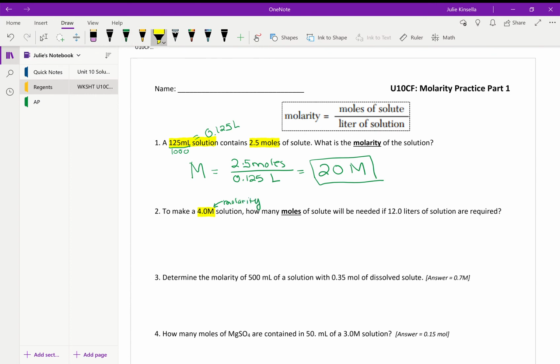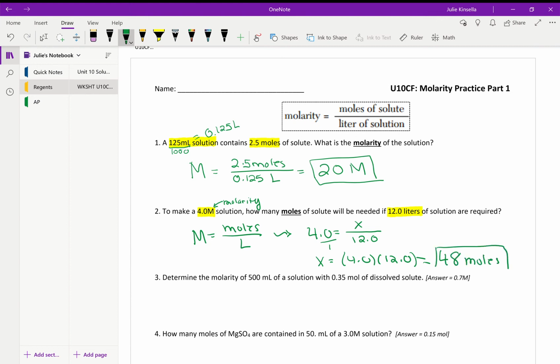And this is asking for how many moles will be needed if 12 liters of a solution are required. So in this case, again, I'm going to be using M is moles of our solute per liters of solution. So if I go and fill that in, I'm given the 4.0 for my molarity. I'm looking for my moles, and then I'm already given the volume in liters. So then from here, it's just solving for x, just like you would in math class. Most of you seem to do this by cross multiplying. So you would have x is equal to 4.0 times 12.0, which is going to give you 48, and we were looking for moles. So that will be my unit.